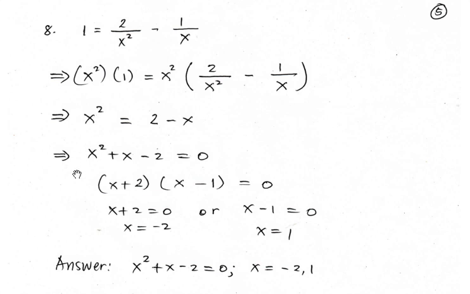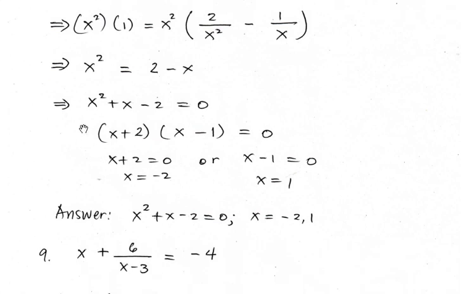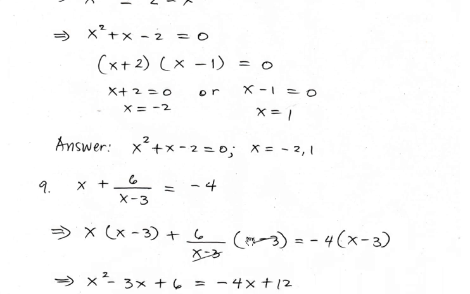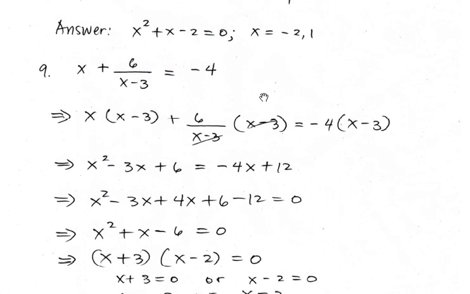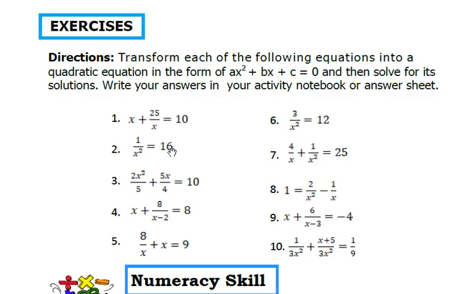Rewriting in standard quadratic form, we have x squared plus x minus 2 equals 0. Factoring this, the factors are quantity x plus 2 times quantity x minus 1 equals 0. Solving for x, we have x equals negative 2 and x equals 1. For number 9, we have x plus 6 over x minus 3 equals negative 4.